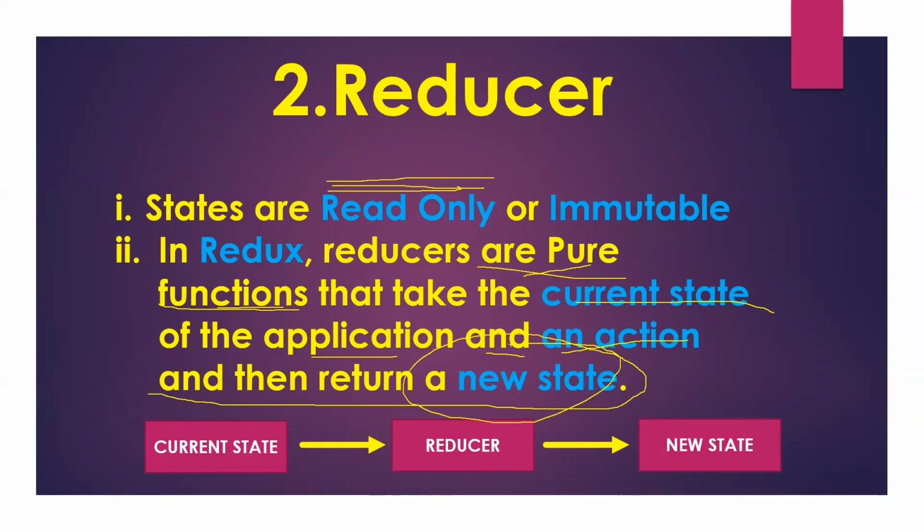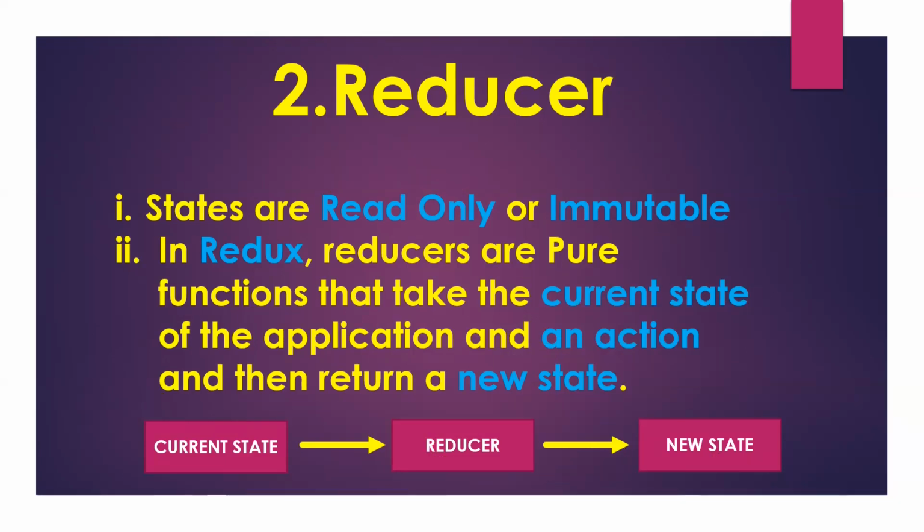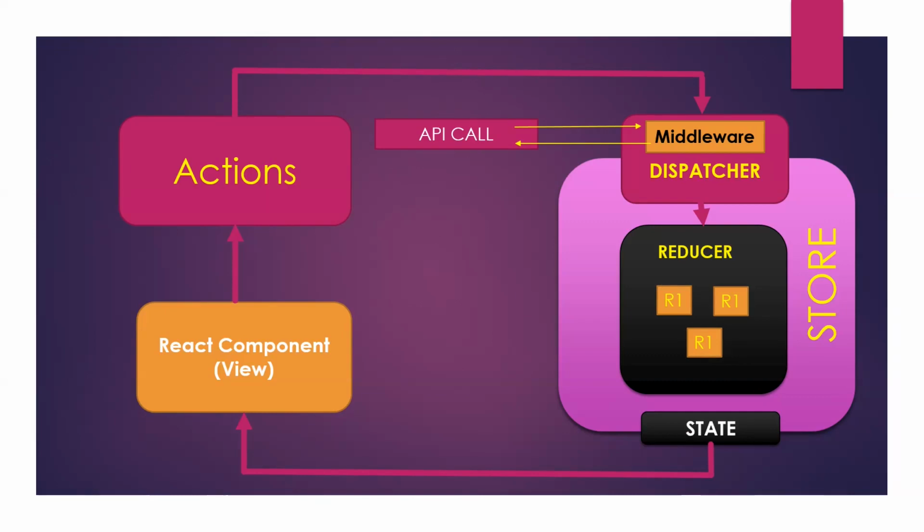So in short, since states cannot be directly changed, what does reducer do? Reducer just makes a copy of the state, makes modifications in it, and finally a new state is generated. So here you can see the current state, and then the reducer performs the task and a new state is generated here.